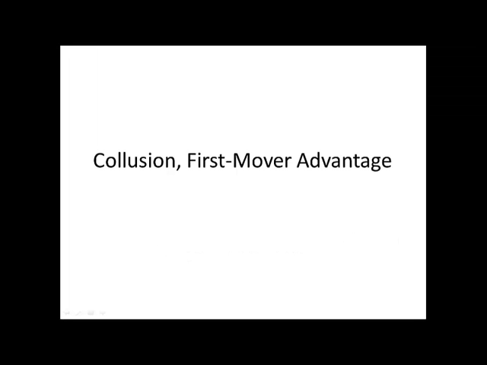Our next topics are collusion and first mover advantage. In the previous module, we were talking about the homogeneous goods simultaneous move game with two players, and we arrived at the Nash equilibrium solution. Now, there are some other ways that we could arrive at an answer depending on the scenario, and we're going to talk about two of these different scenarios here.